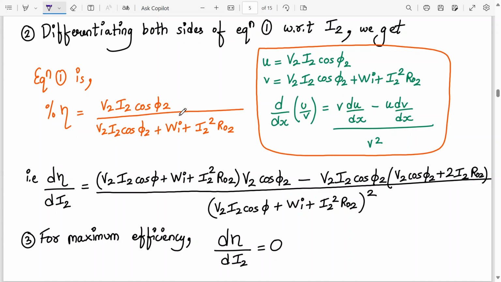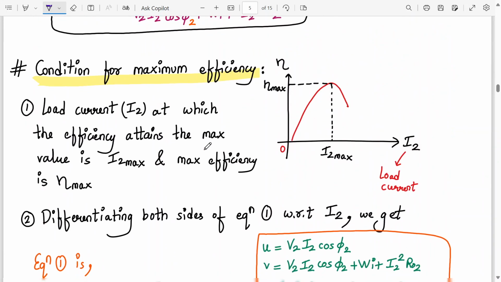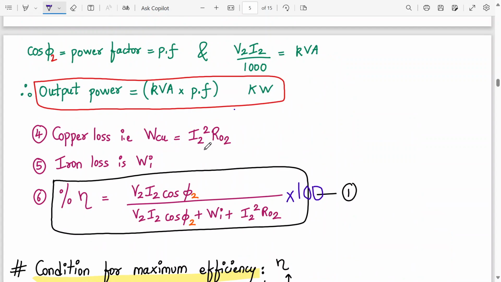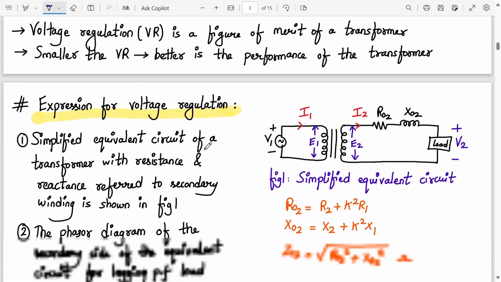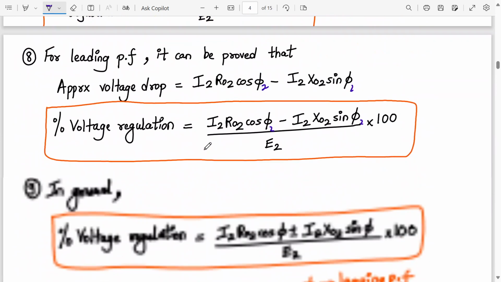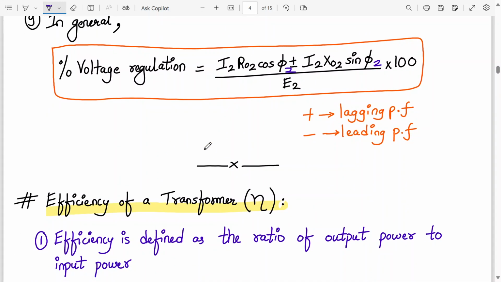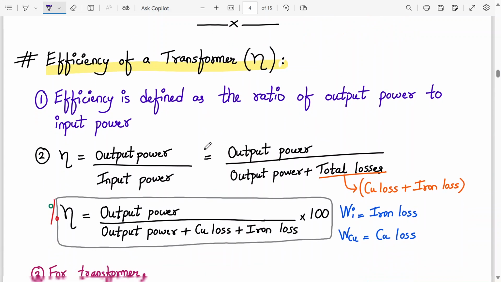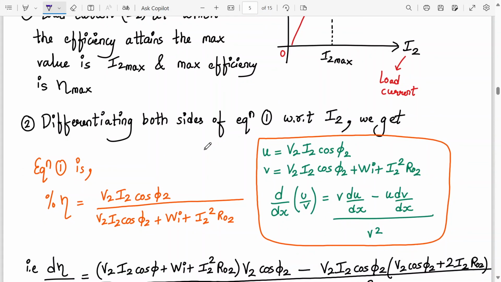Sir, will this derivation come in the exam? They might ask you, yes, that's why I'm doing it. We never know. See, there are a few topics. Today I've discussed the expression for voltage regulation. They might ask you this in the exam, but that is a big might. Mostly they prefer the phasor diagram or the losses in the transformer. This is pretty advanced stuff, but we never know, and that's why I'm covering it, to be on the safer side. So let me cover the condition for maximum efficiency and then we'll come back to you.